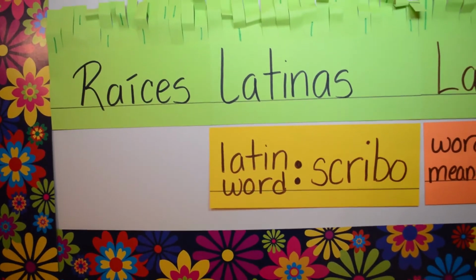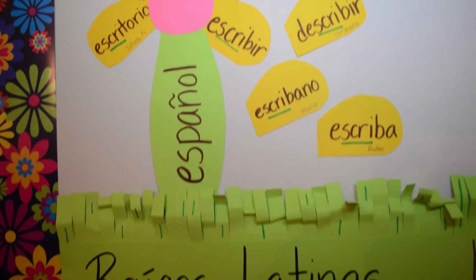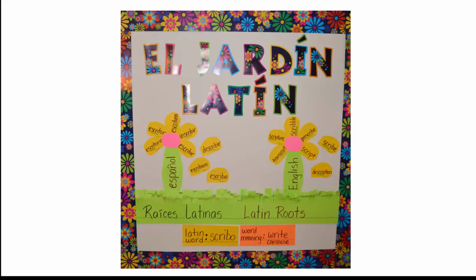Towards the bottom of the board, label the grass as raíces latinas, or Latin roots. Underneath the grass, post a mini sentence strip with a Latin word and its meaning. In this example, I have the Latin word scribo, and next to it, I have its meaning, to write.